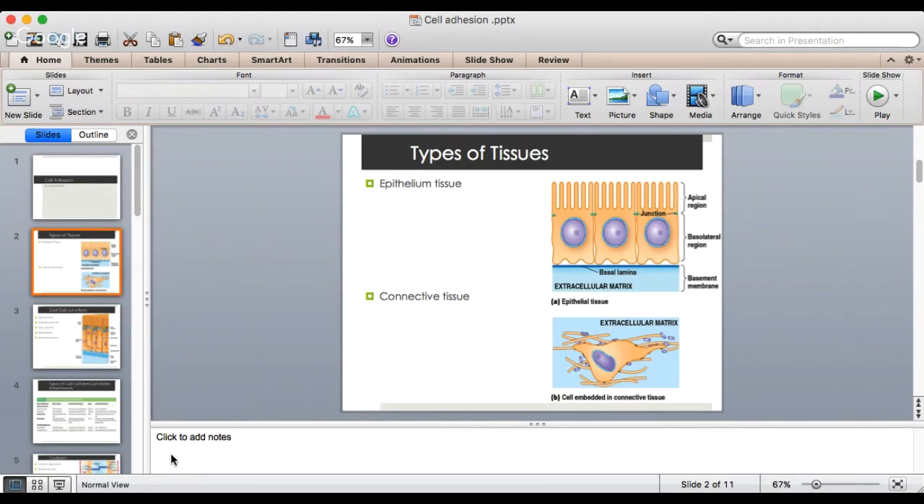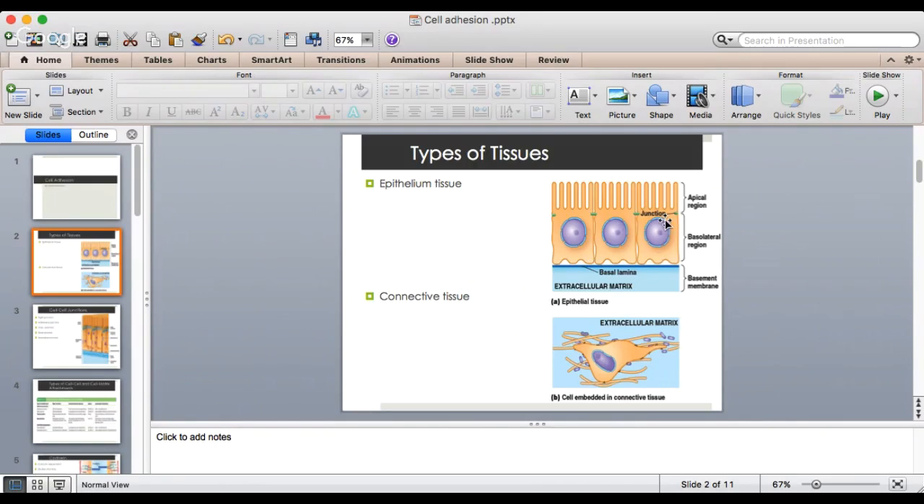I'm going to start off with talking about two different types of tissues in animal cells. These two types of tissues are epithelial tissues and connective tissues. Epithelial tissues consist of two regions of the cell. The first one is the apical region. This is at the top of the cell, and this region comes in contact with the outside environment, which you can see because it is at the top of the cell.